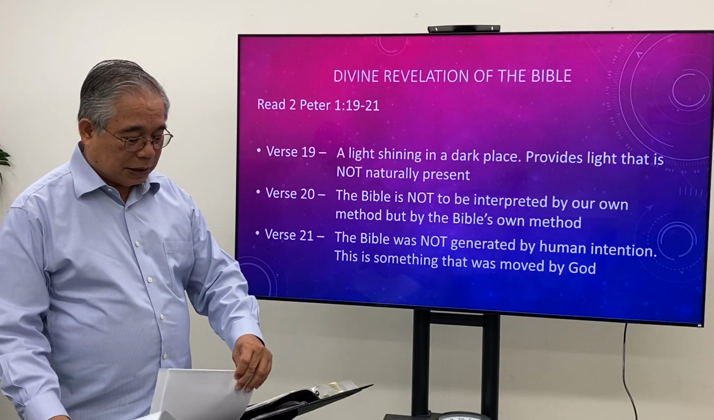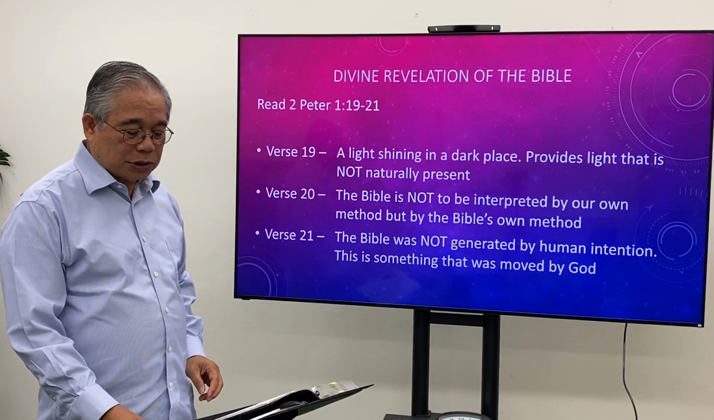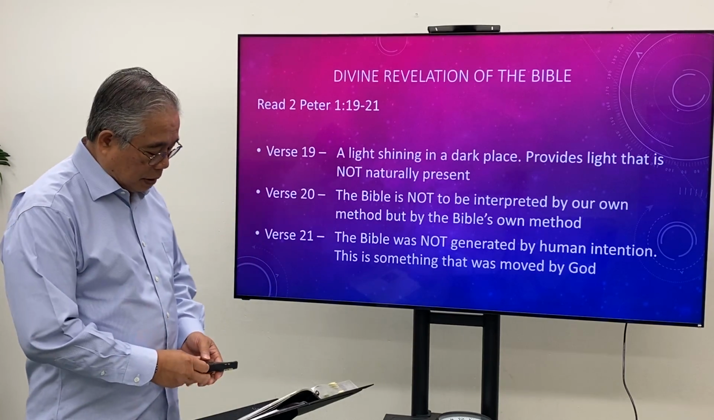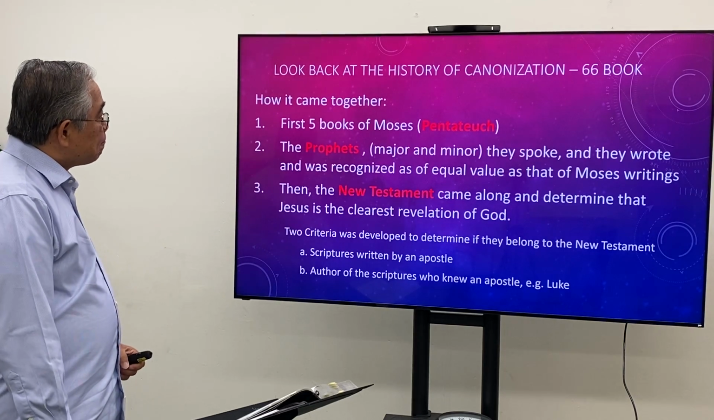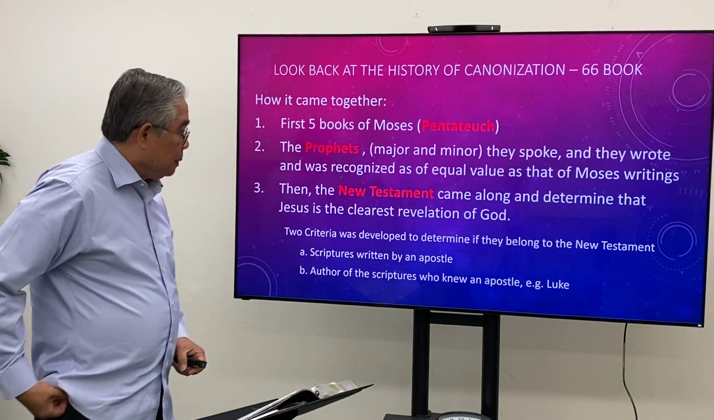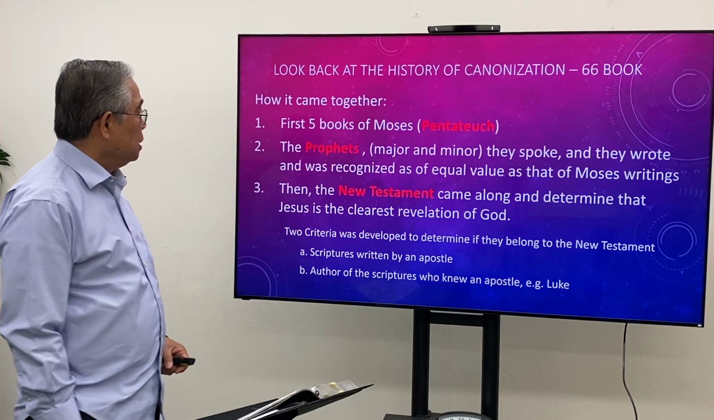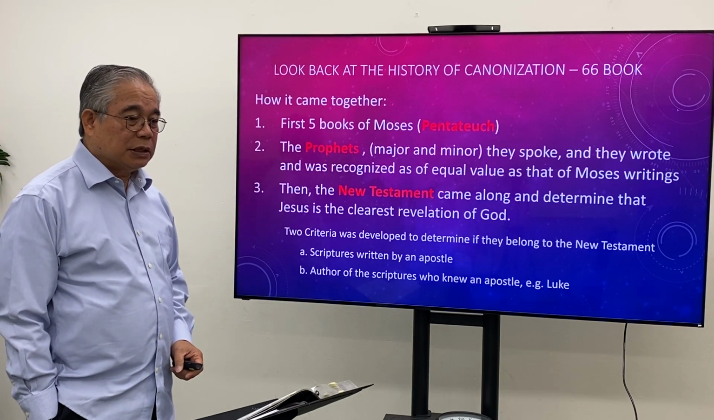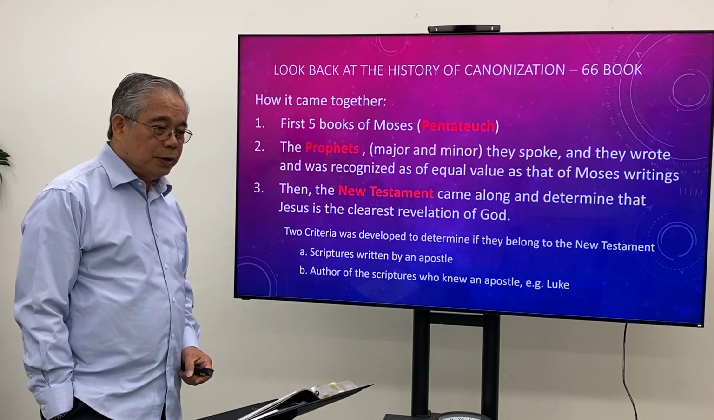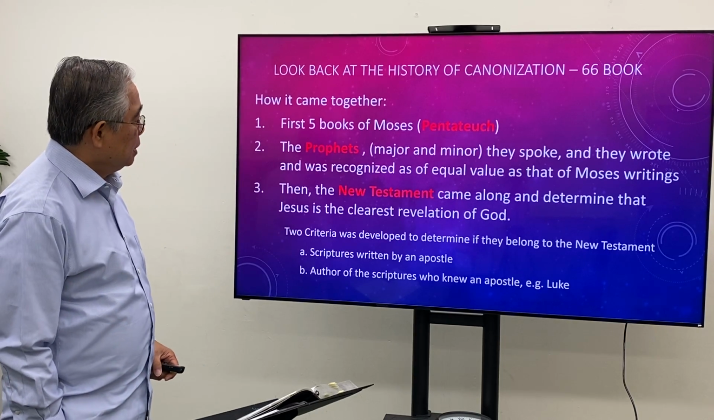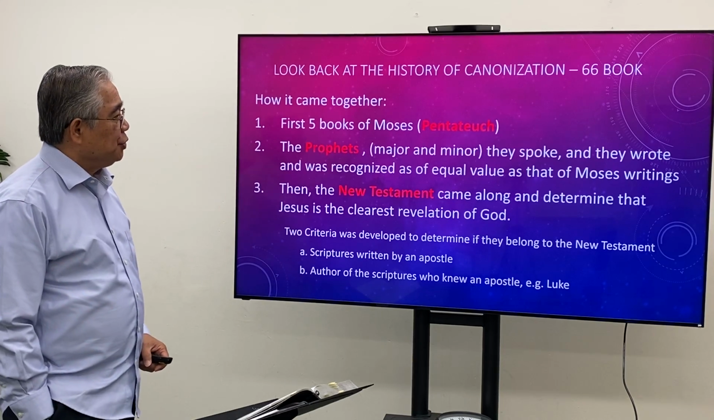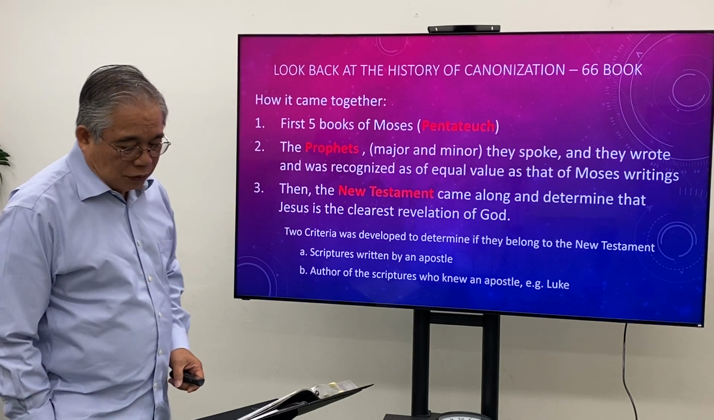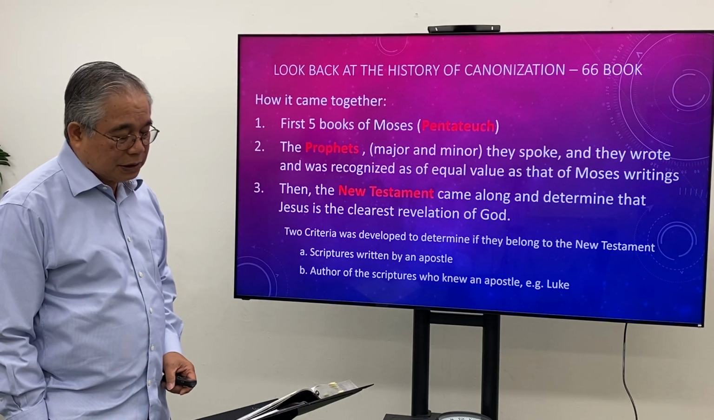As we look at the history of the canon, the 66 books, how it came together, we can look at the history of how it was done. According to the history of canonization, first we have the first 5 books of Moses, the Pentateuch: Genesis, Exodus, Leviticus, Numbers, and Deuteronomy. And then came along the prophets, major and minor. They spoke, they wrote, and were recognized as equal in value to Moses' writings.